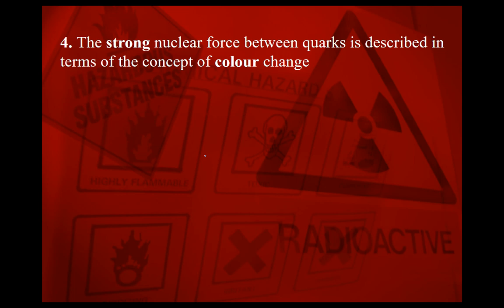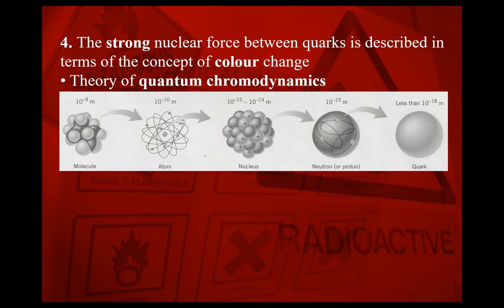And our 4th point is that the strong nuclear force between quarks is described in terms of the concept of color charge. I tried to explain that quantum property of color, although it has nothing to do with color, hence the whole thing with the anti-red. That's a theory referred to as quantum chromodynamics.